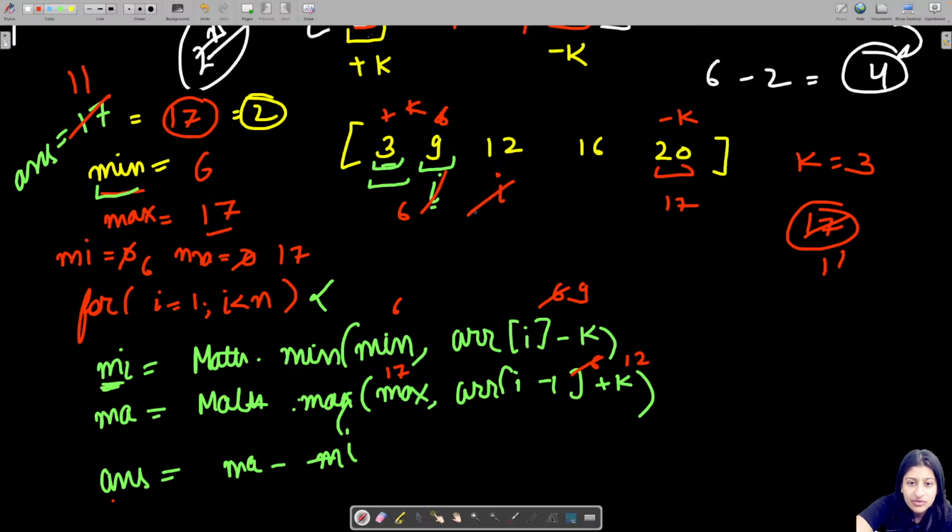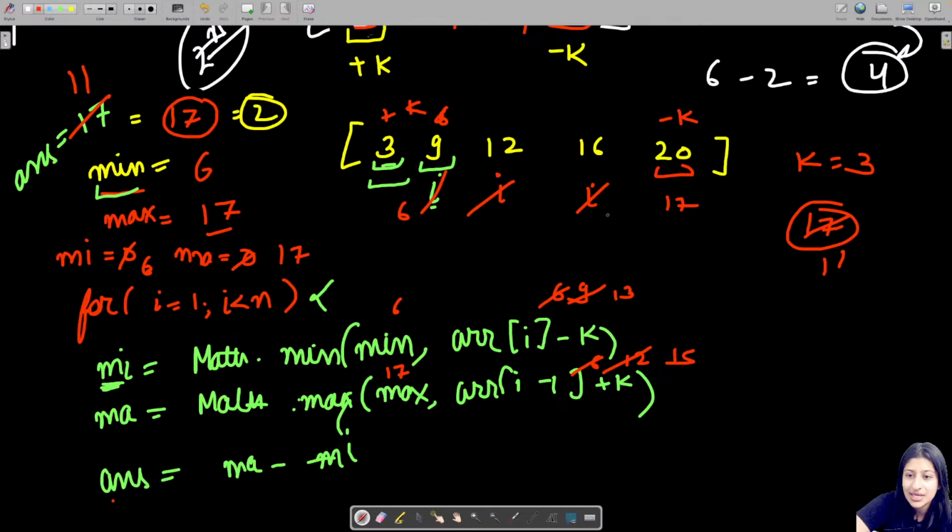Now in the next iteration, when my I is here, your min value is 6, but ARR of I, 16 minus 3, will become what? 13. Okay, so minimum MI will not be affected, it will stay 6, correct? Coming to MA, max value is 17 and ARR of I minus 1, which is 12 plus 3, you will make it 15. It is still not updating MA, it will stay 17.